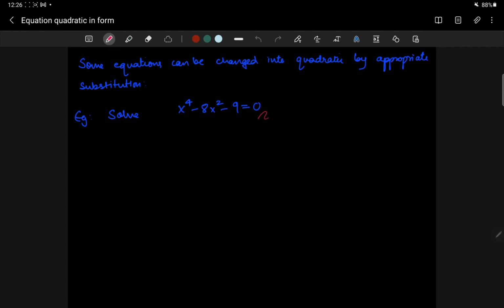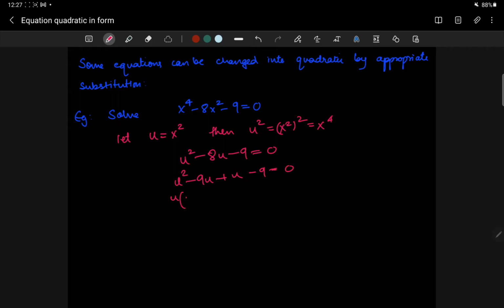So when we encounter this problem here, I notice that this is x to the 4, which means I do not have a direct way of solving this. However, if I let u be x squared, then u squared is x squared squared, so that's x to the 4. Which means now this equation is u squared minus 8u minus 9 equals 0. And this, I know I can factor using splitting the middle term. And in fact, I can solve this for u. So u minus 9, u plus 1 is 0.